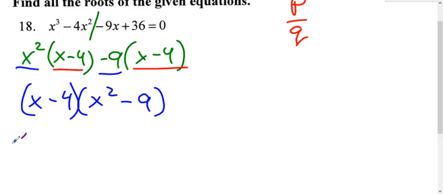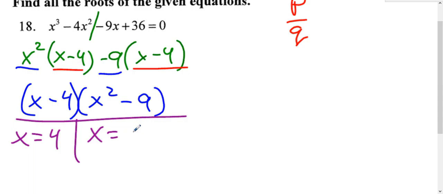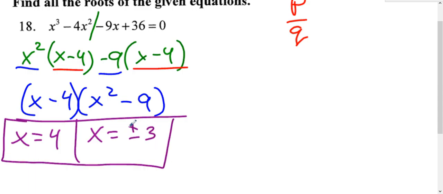So our roots are x equals positive 4. And then solving this out, you get x equals plus or minus 3. 3 roots for the degree 3. It's all good.